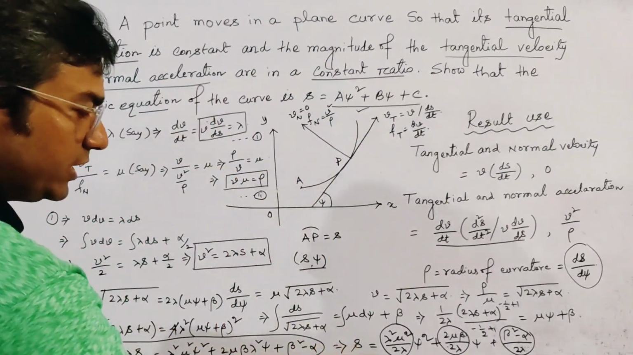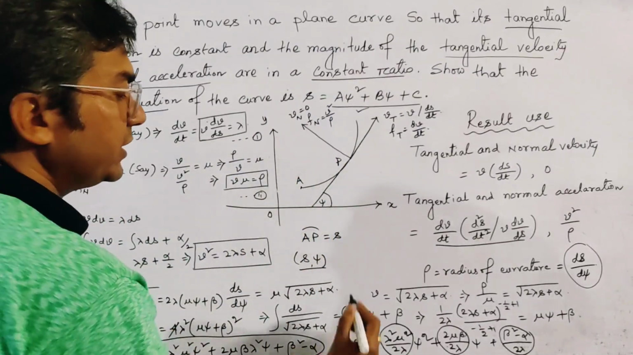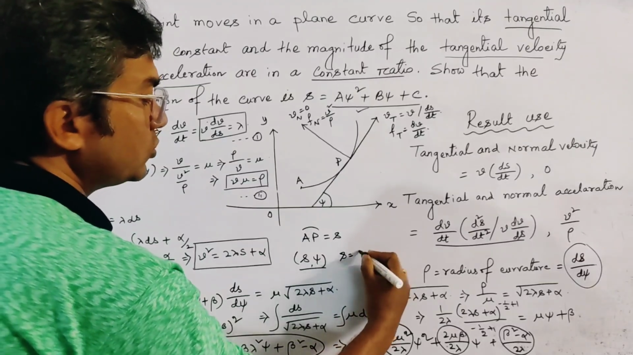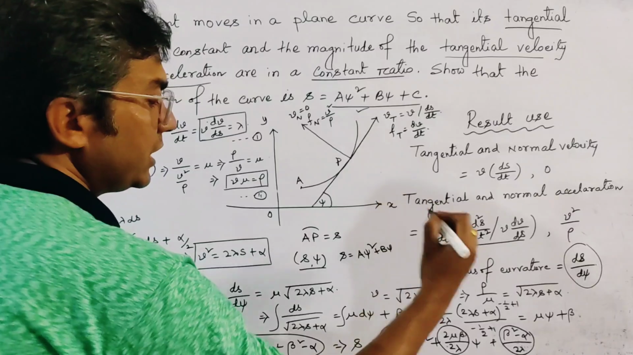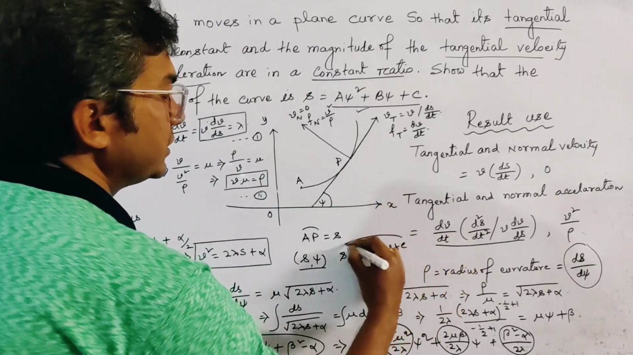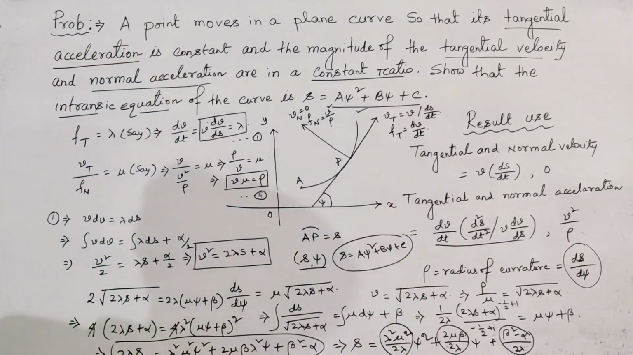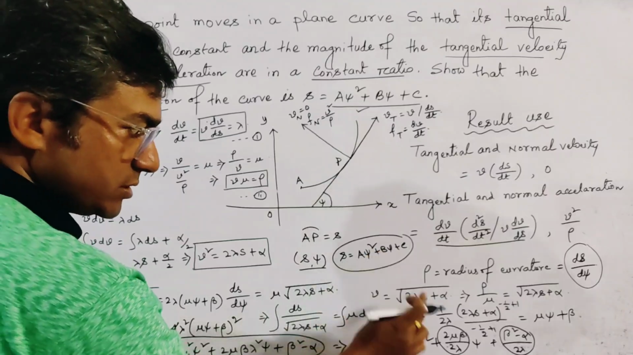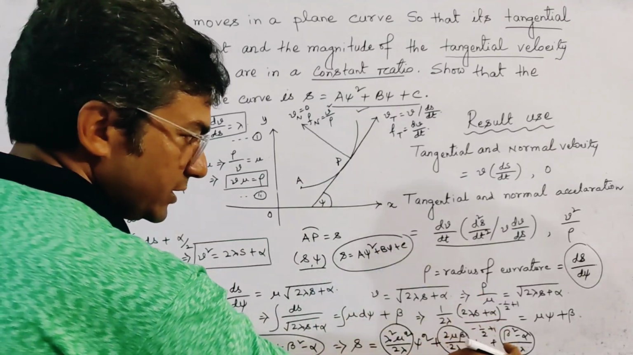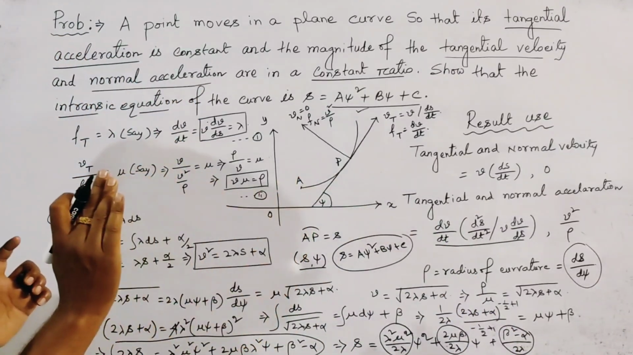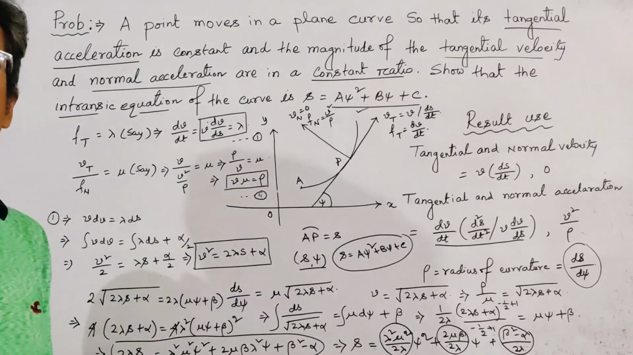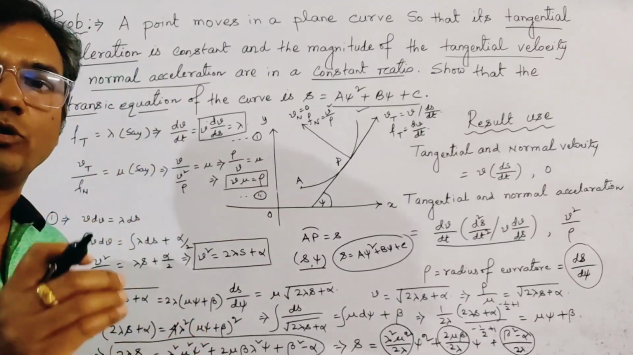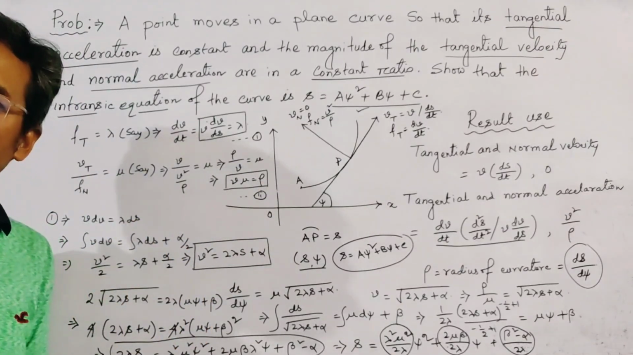So the final answer is S equals A psi square plus B psi plus C, where A, B and C are given by these expressions. These three are all constants. Very simple but interesting problem from tangential and normal acceleration. Thank you for watching.